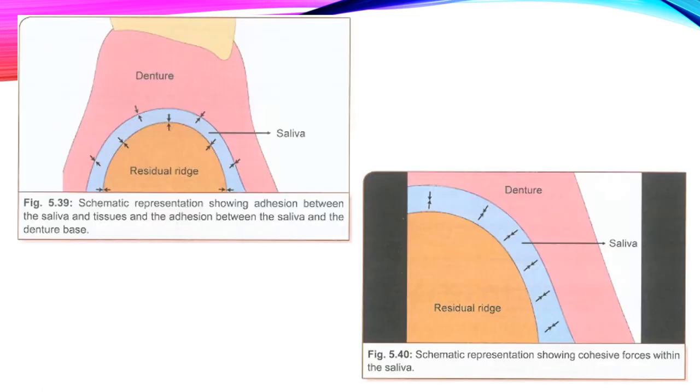Here is the schematic representation showing adhesion between the saliva and tissues and the adhesion between the saliva and the denture base. This is showing the schematic representation of the cohesive forces within the saliva.